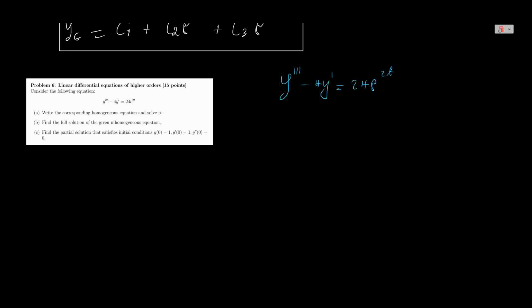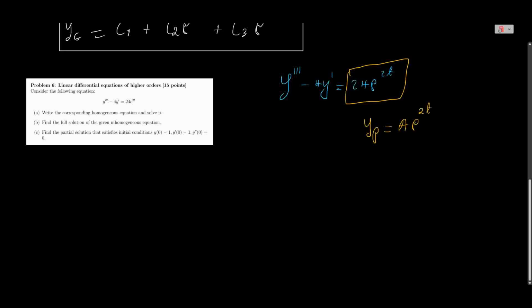Now to solve any inhomogeneous equation, there are two things we need to consider: first, the complementary solution, and the particular solution. The right hand side is going to help us to know the particular solution. In this case, if we look at our right hand side, we have an exponential function. So our particular solution will be of the form a e raised to the power 2t. This is going to be our particular solution.